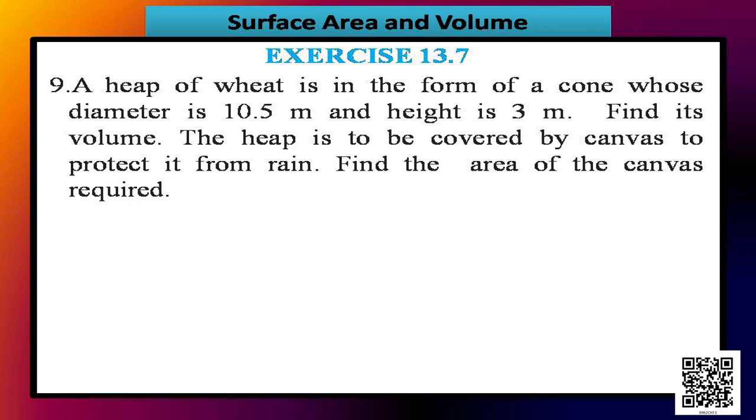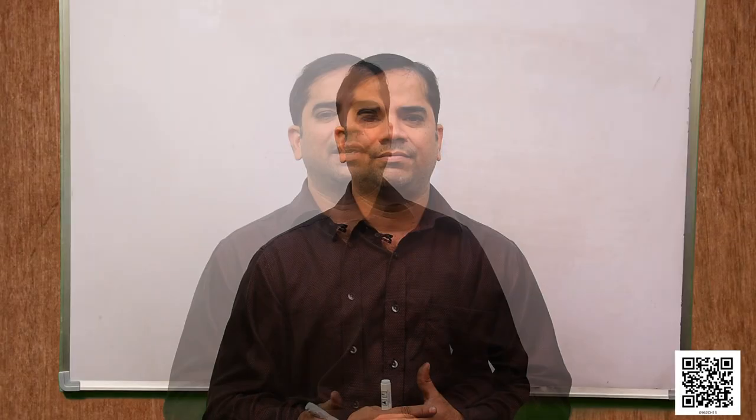It says a heap of wheat is in the form of a cone whose diameter is 10.5 meter and height is 3 meter. Find its volume. The heap is to be covered by canvas to protect it from rain. Find the area of the canvas required. So, let us solve the question.